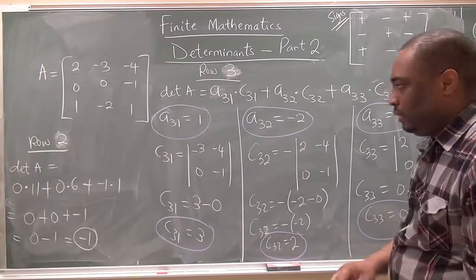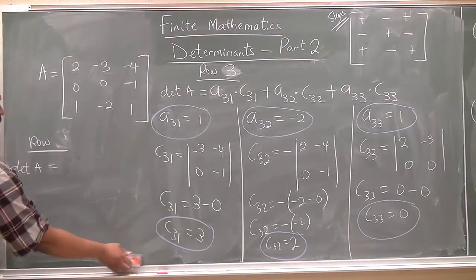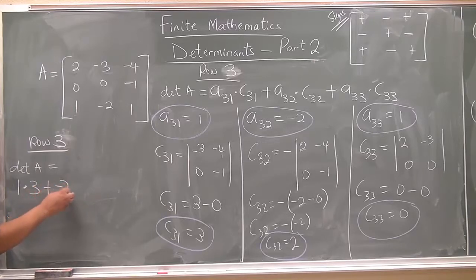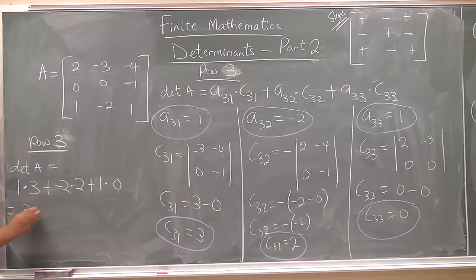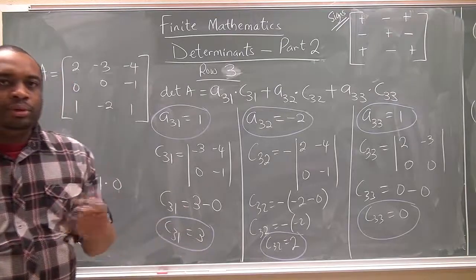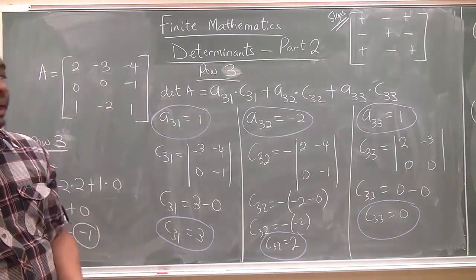Alright, folks. Now let's find the determinant with row 3. We have A31 is 1 times 3 plus negative 2 times 2 plus 1 times 0. So this will be equal to 3 plus negative 4 plus 0, and that is 3 minus 4, which is negative 1. So whether row 1, row 2, or row 3, it does not matter. It will all give you the same determinant.